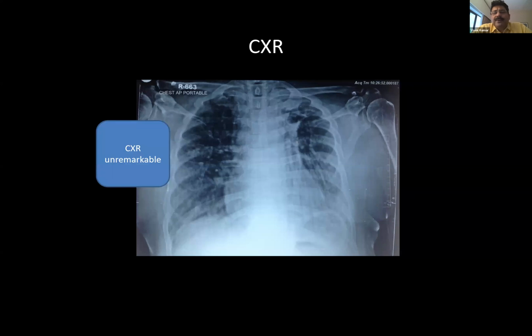If you look at the X-ray of this same patient, I don't think you can get any insight into what is happening with the patient. Nothing meaningful. We move on to another case.